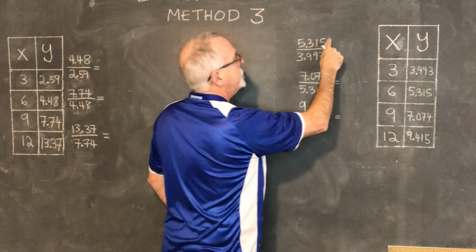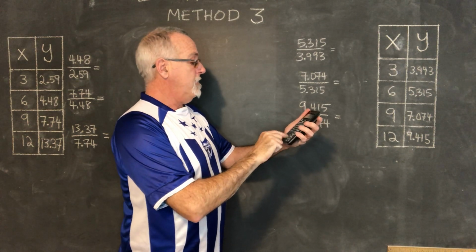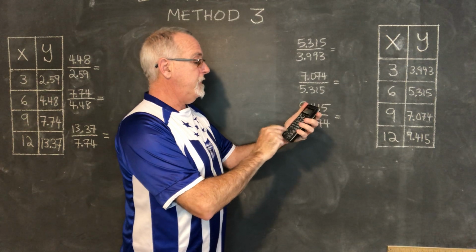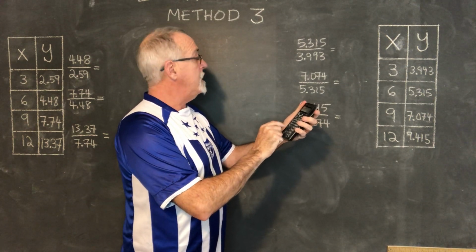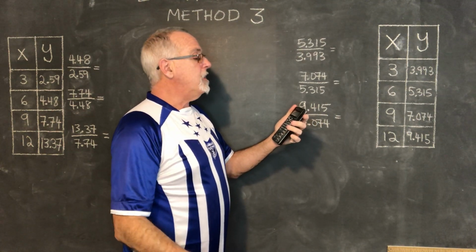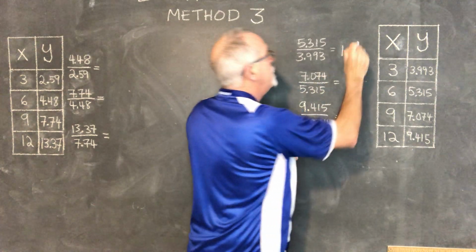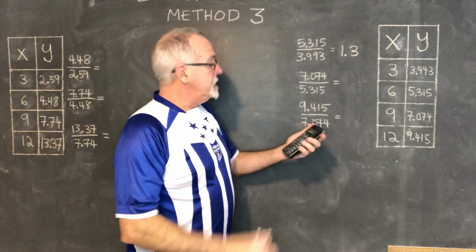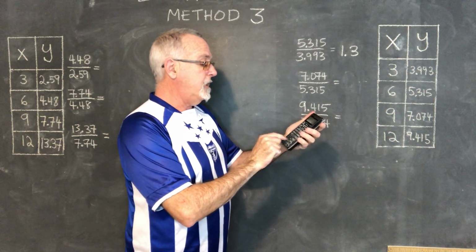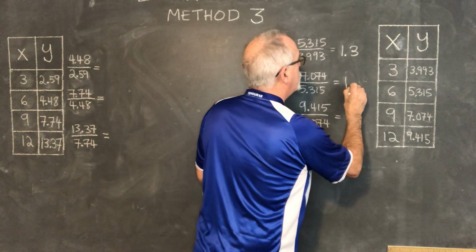Second y is 5.315. I'm dividing it by the first y, which is 3.993. I will do that now. 5.315 divided by 3.993 equals 1.331. So it is rounding to 1.3. Second division, 7.074 divided by 5.315. 1.33, etc. It's also rounding to 1.3.